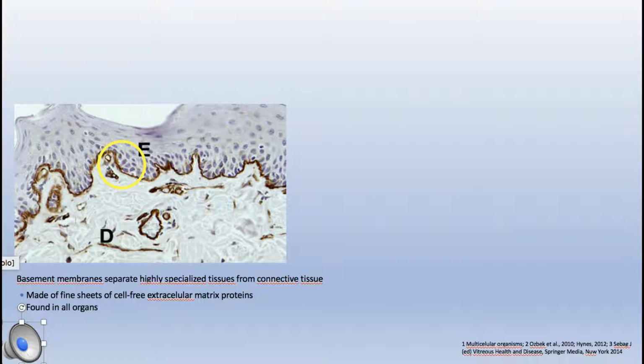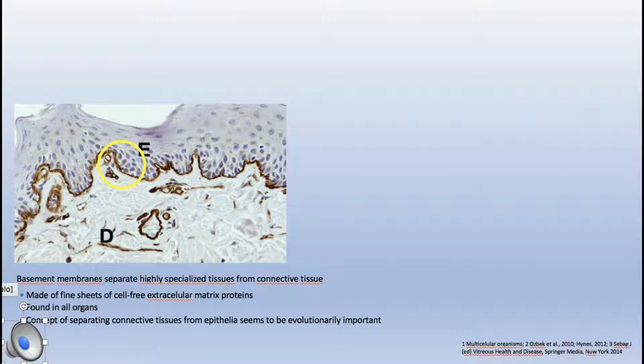The concept of separating connective tissues from epithelia seems to be evolutionarily important. It's a concept which has been conserved for over 500 million years and is found in all protozoans. In other words, it's a concept which we humans share with all other animals from worms to primates.